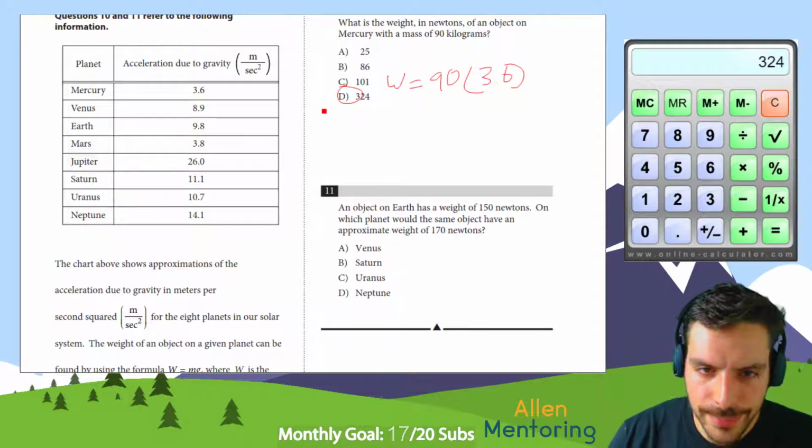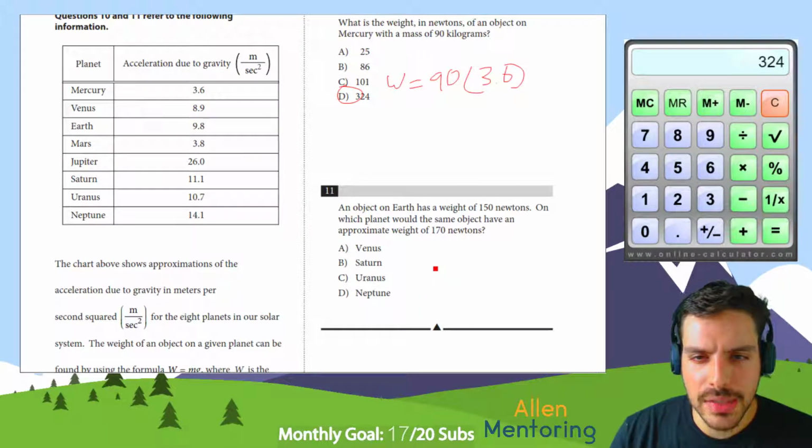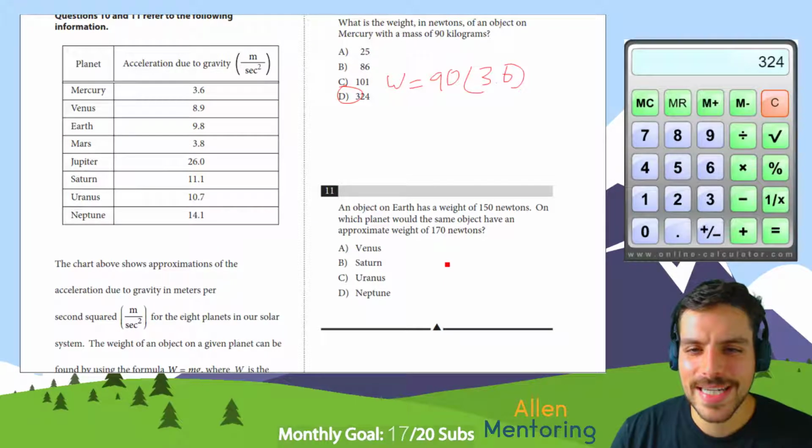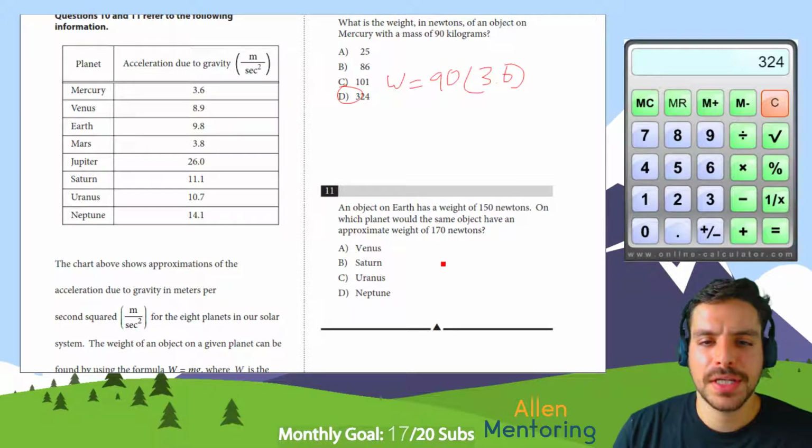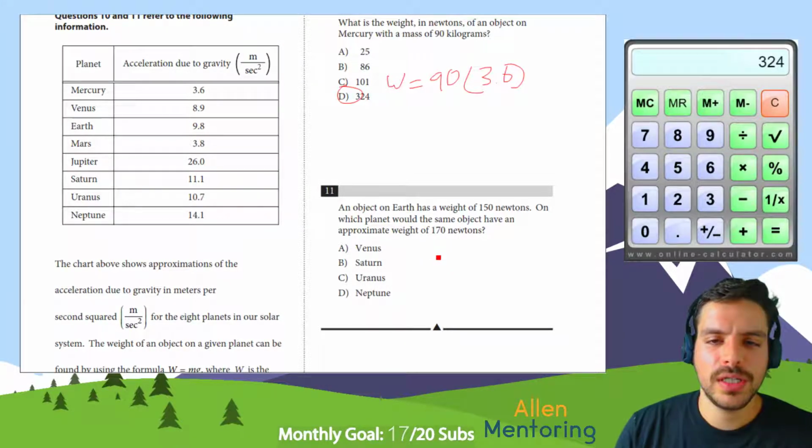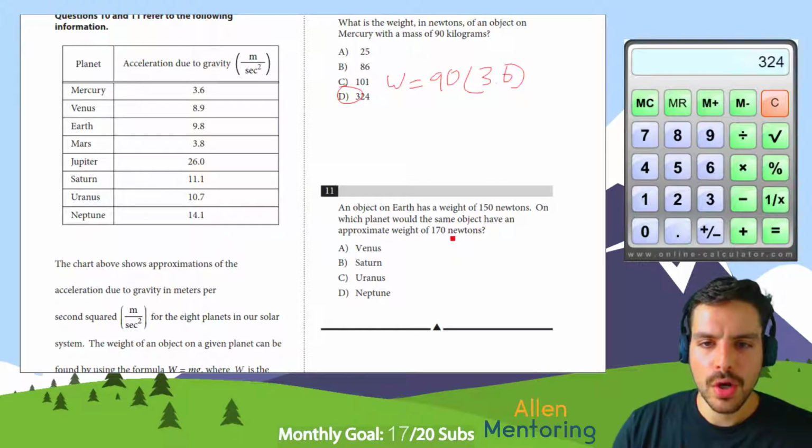Excellent. An object on Earth has a weight of 150 newtons. On which planet would the same object have an approximate weight of 170 newtons? The mass of the object is not going to change, so the only difference that we care about is the acceleration due to gravity, which is represented by G. We want to see which of these accelerations due to gravity has the same ratio as 170 to 150.